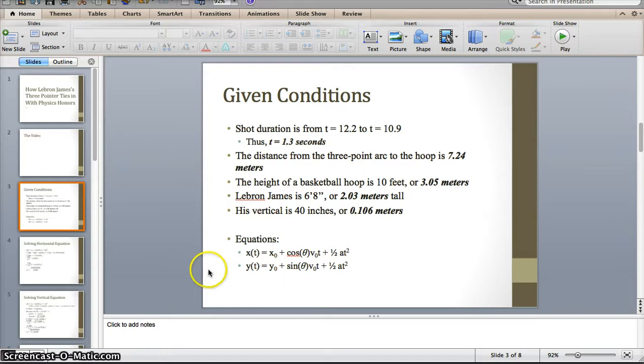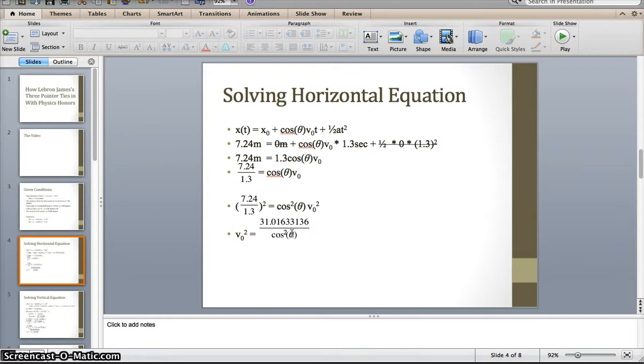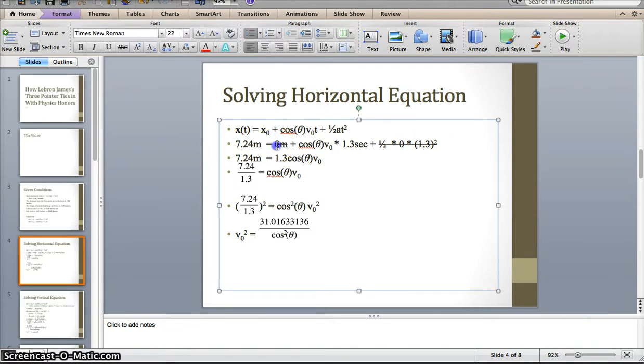We have these two given equations here because we learned this a couple months earlier, and we are going to use these to find out all the unknown variables within this application. So you have the horizontal equation: x sub t equals x sub 0 plus cosine theta v sub 0 t plus 1/2 a t squared. Now, if we assume that LeBron starts at a position of 0 meters and that he's sending the ball 7.24 meters, then the end result here is 7.24 with the beginning at 0, which is why we can cross that out, because anything plus or minus 0 is insignificant.